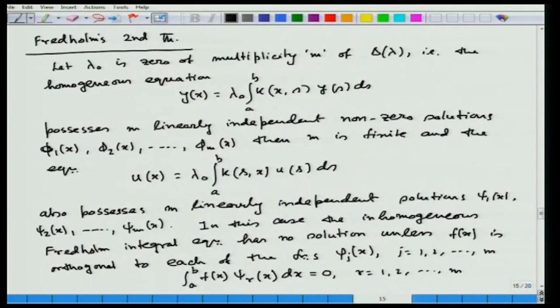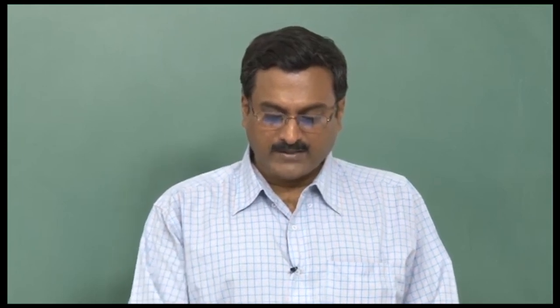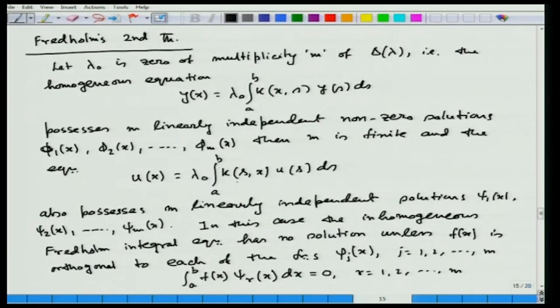So, we will have a non-trivial solution whenever this condition, that is integral a to b f(x) psi r(x) dx equal to 0, holds, that means f(x) is orthogonal to each of the eigenfunctions psi 1(x), psi 2(x) up to psi m(x), and these are the eigenfunctions of the problem defined by u(x) = lambda 0 integral a to b k(s, x) u(s) ds.